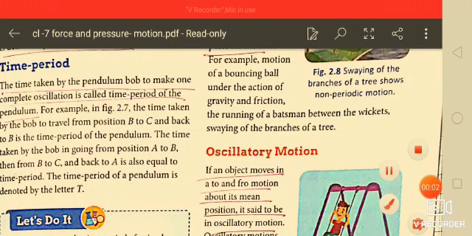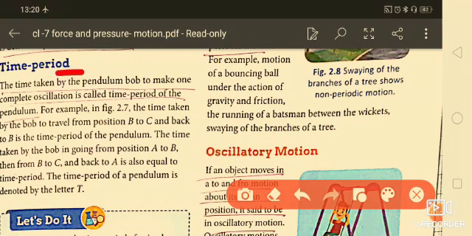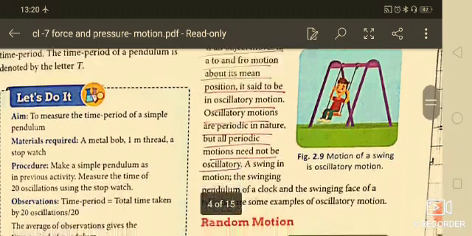Welcome to the class. Students, today we will continue the topic time period. The time taken by a pendulum bob to make one complete oscillation is called the time period of that pendulum. Now let's do an activity.